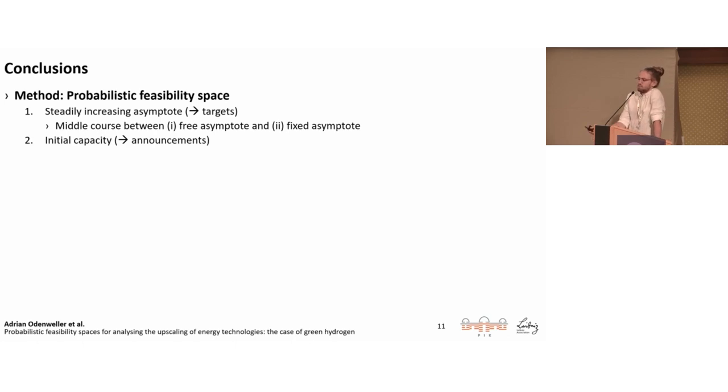We also parameterize it based on initial capacity, so on the announcements, and the growth rates, for which we look at other technologies. This is also different to the feasibility spaces that we've seen here so far, which mostly look at the same technology in a different region. We look at different technologies in the same region, simply because we argue that for green hydrogen, the policy landscape is changing so much, and historical growth is just not indicative of future potential.